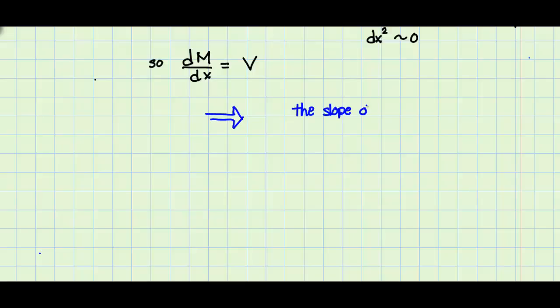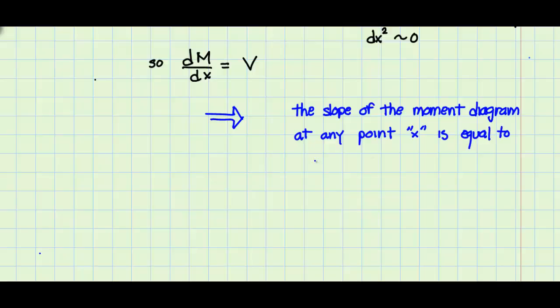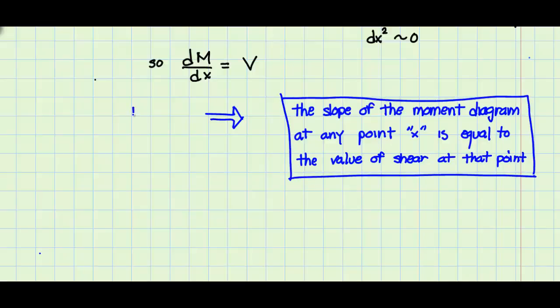Now, let's look at this equation in relation to a moment diagram for the beam. The change in moment over the length dx is the slope of the moment diagram. So, the slope of the moment diagram at any point x is equal to the value of the shear in the beam at that point. Let's call this rule number 2.